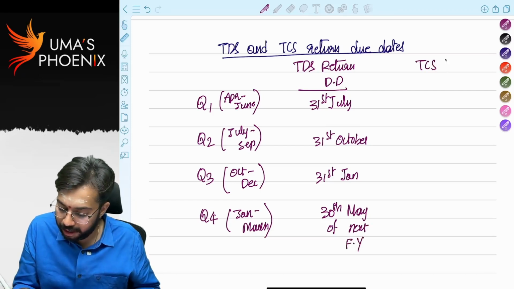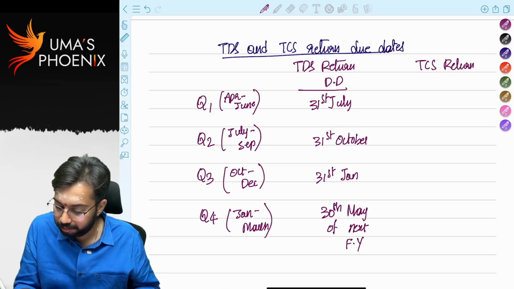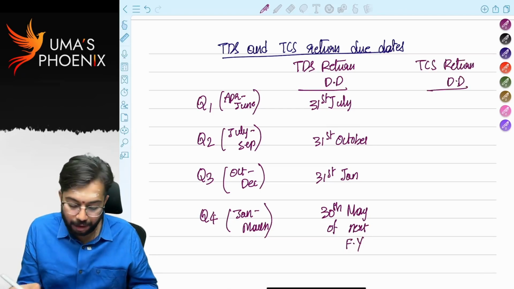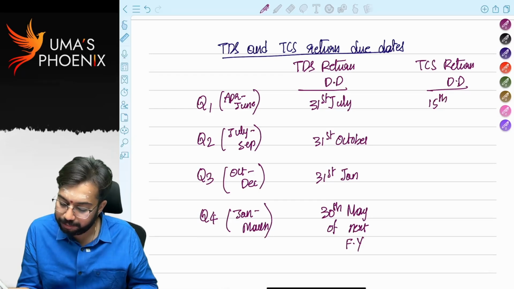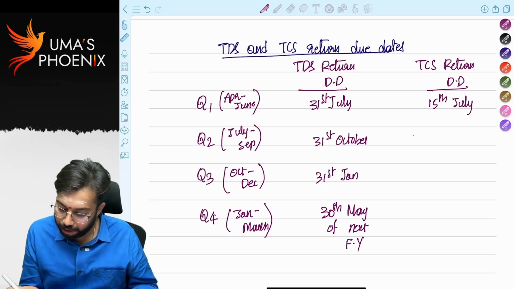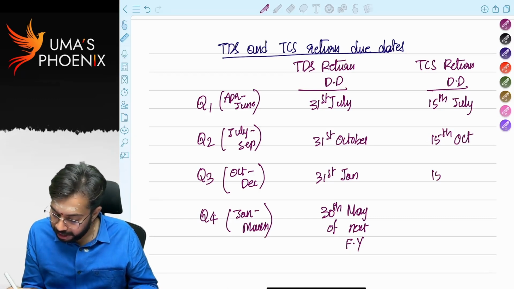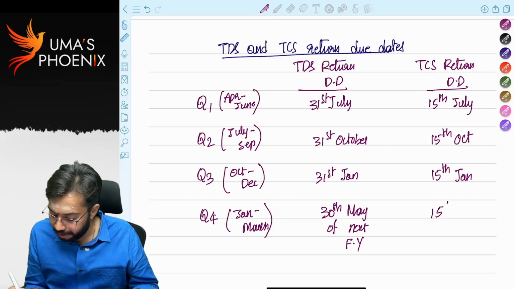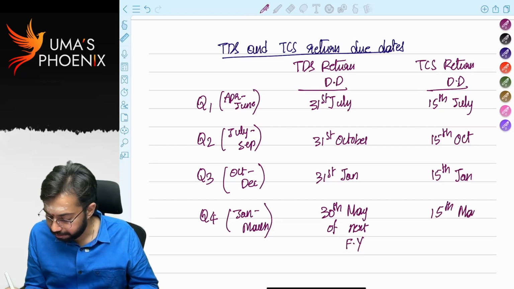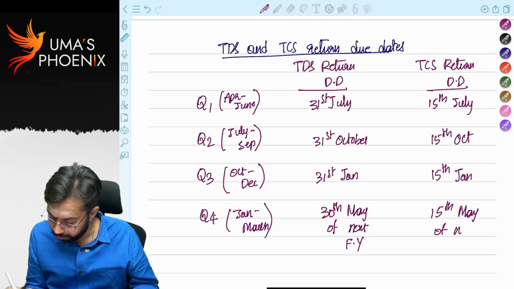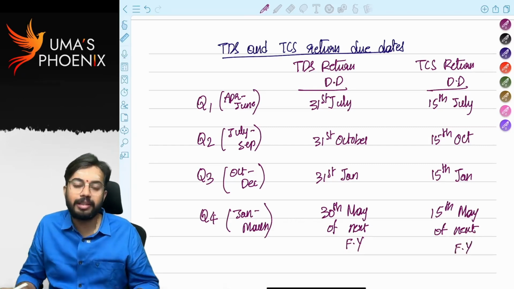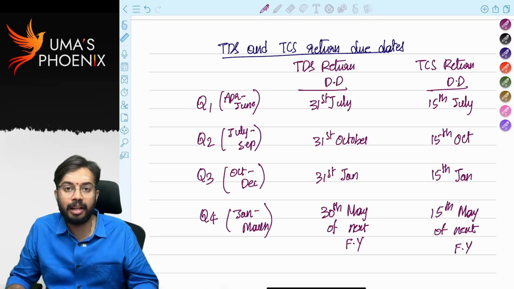TCS return due dates. For Q1, 15th July. For Q2, 15th October. For Q3, 15th January. For Q4, 15th May of next financial year. Okay, these are the TDS and TCS return due dates.